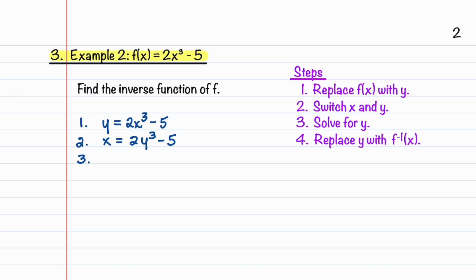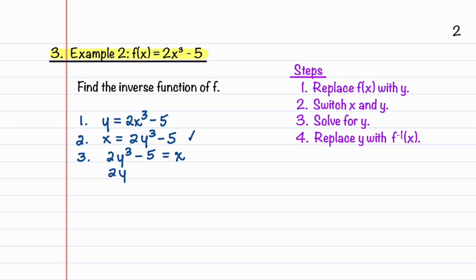Let's look at this, and then let's switch the sides. So I have our y's on the left-hand side. This becomes then 2y cubed minus 5 is equal to x. Now we're going to solve for y. Let's first add 5 to both sides. So we have 2y cubed is equal to x plus 5. And then now let's divide each side by 2. So we have y cubed is equal to x plus 5 divided by 2.